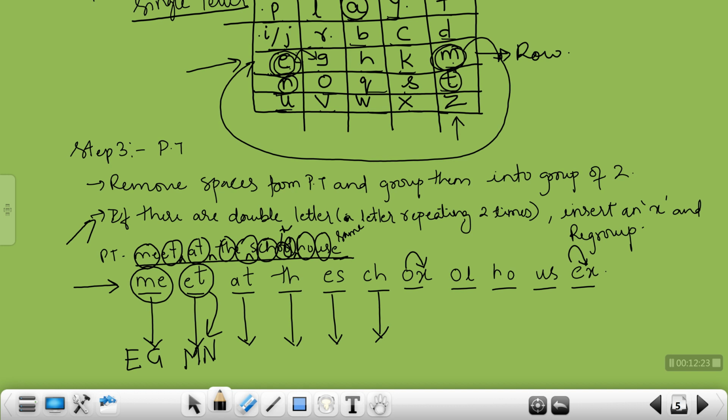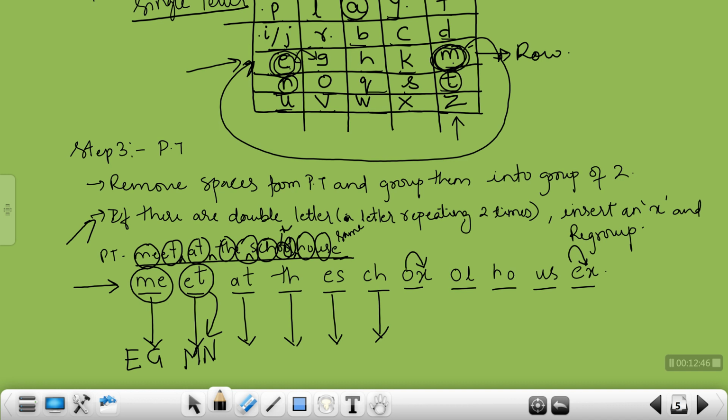Okay. Now, in the case of M, there is no letter to the right. So if there is no letter immediately to the right, we can do wrapping around the last column to the first. So my next letter for this M will be the first letter present in the same row. So I am doing the wrapping around to E. Okay. So that is my rule number 2. Now, row is done. Now what is remaining is column.